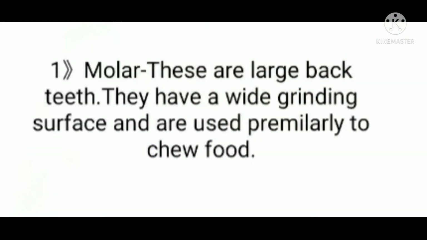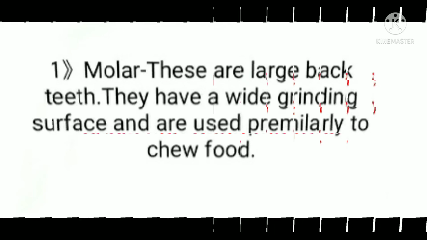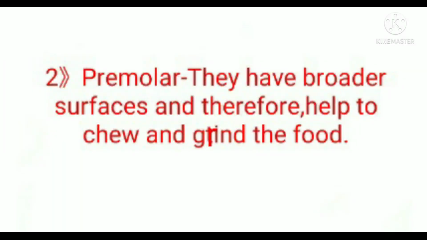First, molar. These are large back teeth. They have a wide grinding surface and are used primarily to chew food. Second, premolar. They have broader surfaces and therefore help to chew and grind the food.